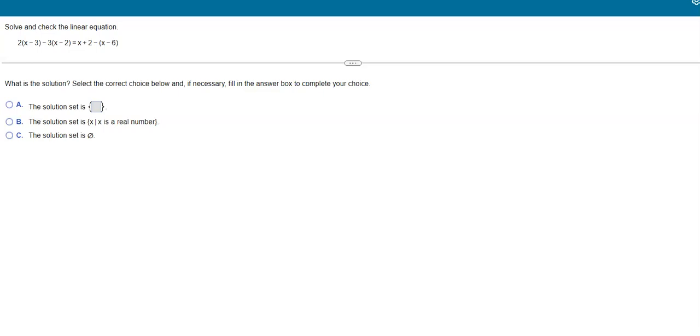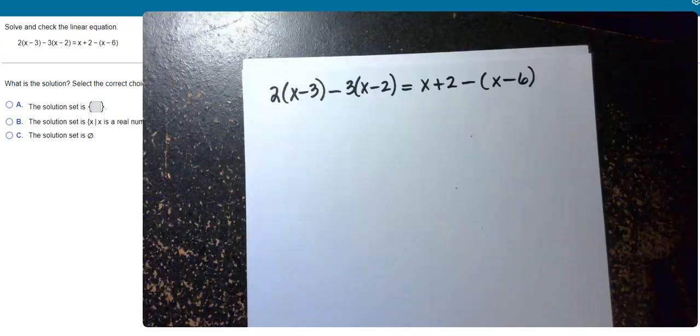I'm busy writing for a moment. It has the same obstacle we had in the last one with that minus in front of parentheses. Always be very careful when you see a minus in front of parentheses, that you stop and take it seriously and think about what that's going to do.